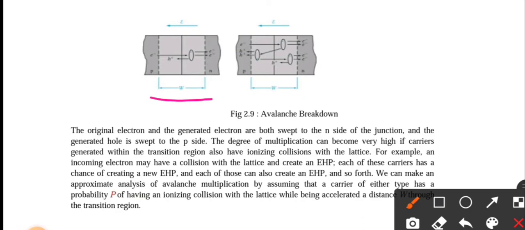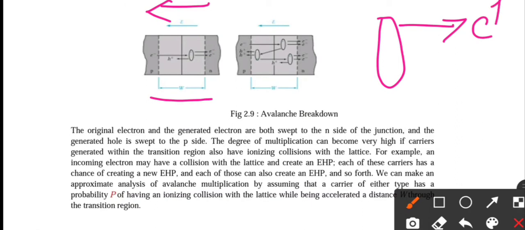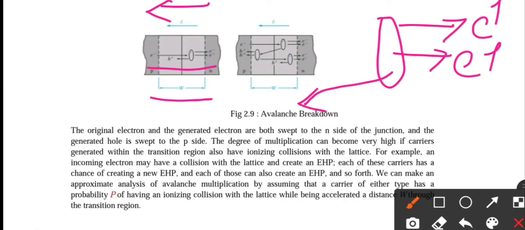An electron in the P side, a minority charge carrier electron in the P side, will gain sufficient energy due to this electric field E, and it will hit the lattice and form an electron hole pair. The initial electron and the newly formed electron will move to the N side, and the hole which is created now will move to the P side. That has been shown here.